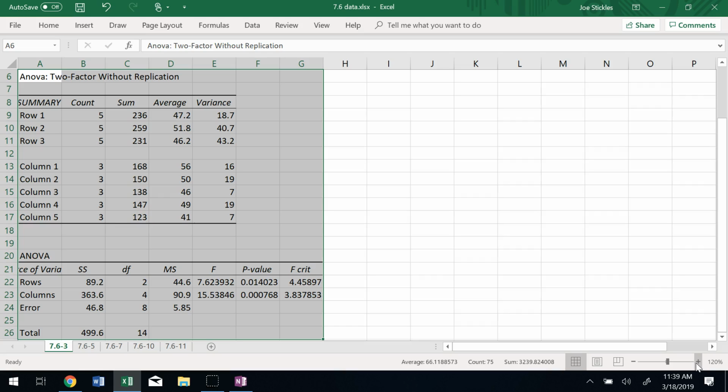All right, so then your F statistics. This F should be your mean square for the rows divided by your mean square error overall. So if you take the 44.6 and divide it by 5.85, you should get that F value. If you take the 90.9 divided by the 5.85, you should get that value. Does that make sense? Okay. These F values have really low P values, right? These P values are both under 0.05, which means you would do what? Reject or not reject?